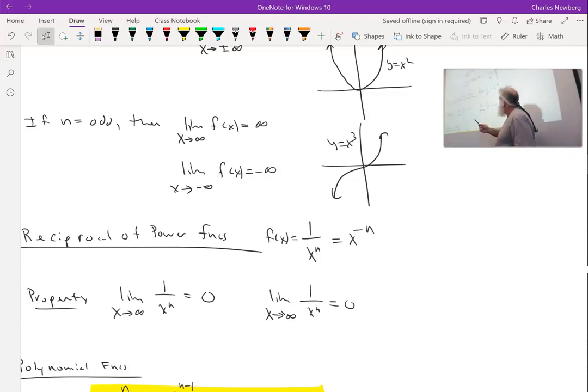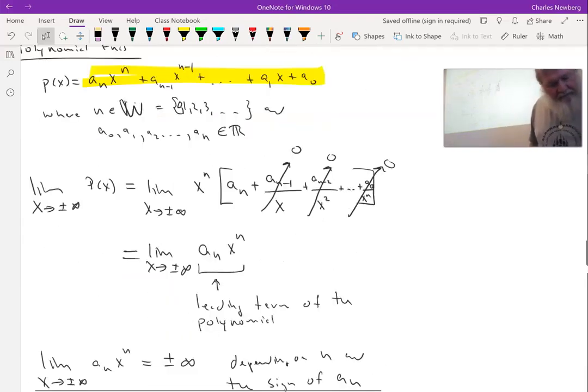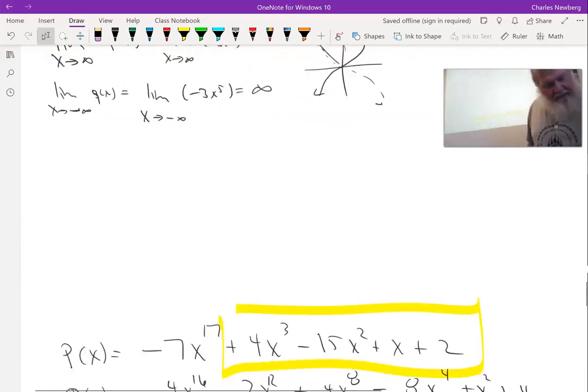We had this property, 1 over x to the n, or x to the negative n. As x went to infinity, what happened to this ratio? It went to 0. And likewise, it went to 0 if we went to negative infinity. You take 1 and divide it by bigger and bigger numbers, that ratio becomes smaller and smaller. All right. So let's look here. Back to this problem.